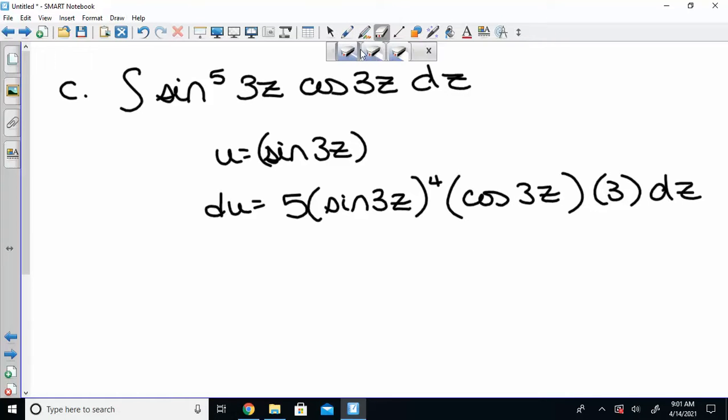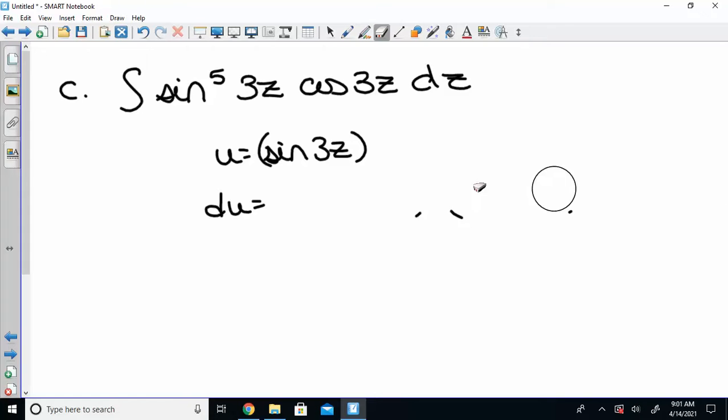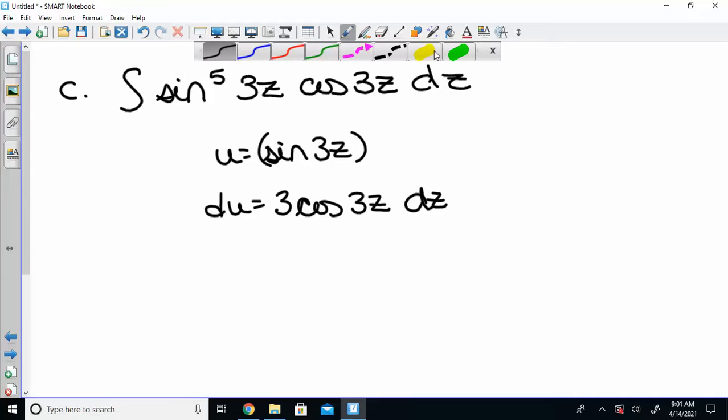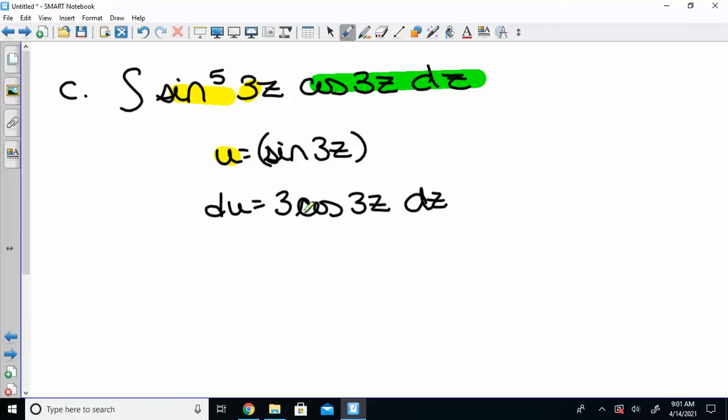So if your u is only the sine of 3z, then your derivative of sine is cosine, angle stays the same, but derivative of the inside, derivative of 3z is 3, and we have our dz. So look at your problem. You have a sine of 3z, which we will replace with the u. We have a cosine 3z dz. So do I need that 3? So you divide that over. So that means 1/3 du is the cosine of 3z dz.